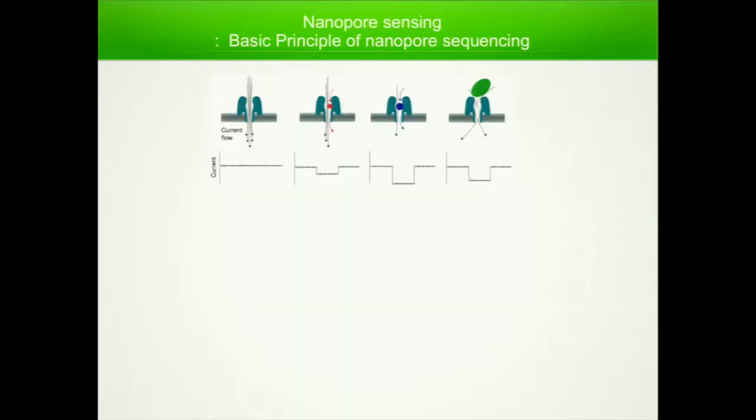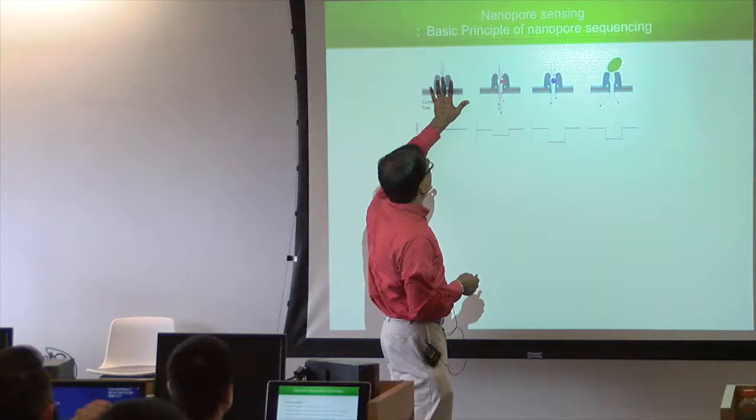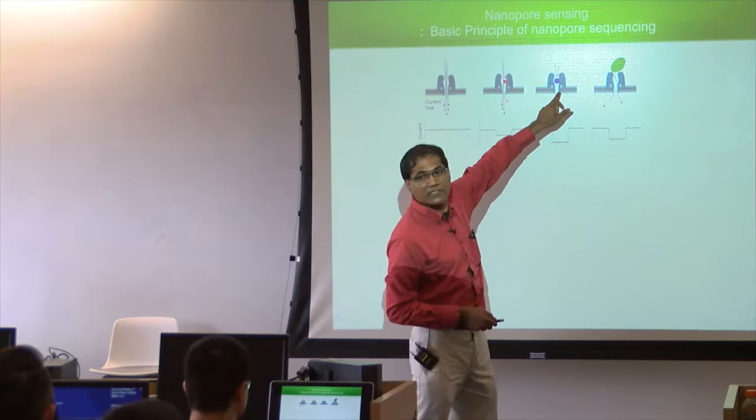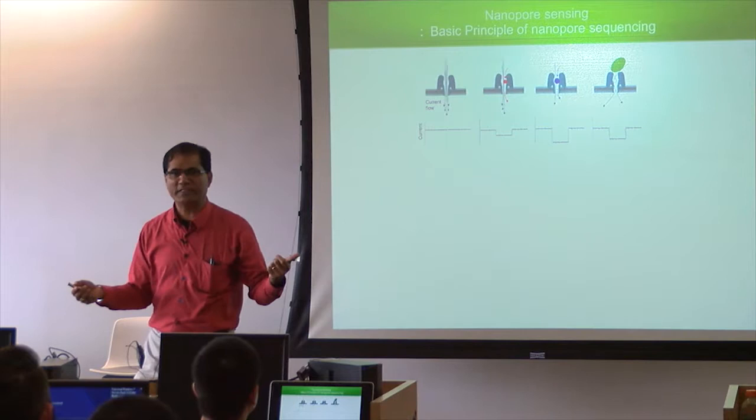So how do we detect that now? We have the pores here. This is the membrane. We added this alpha hemolysin here. It has a pore like this, right? So how do I now detect the sequence? How do I sequence based on this?